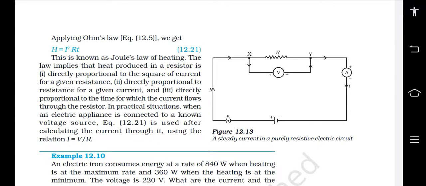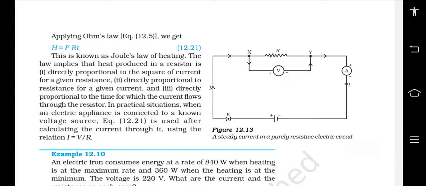Dear students, today we will discuss Joule's law of heating. Joule's law of heating formula is given already: H equal to I squared RT. Its definition is this: when current passes in a conductor, it produces heat.